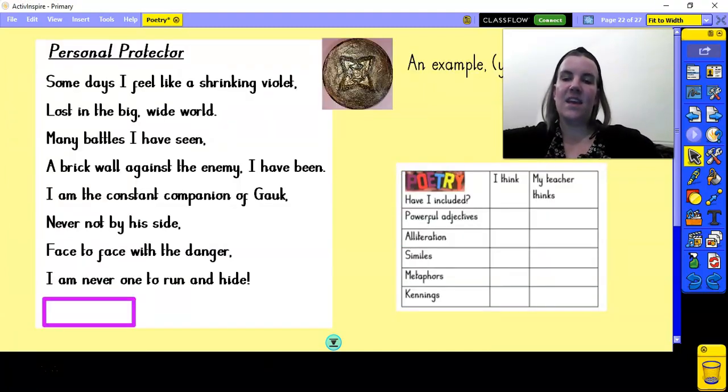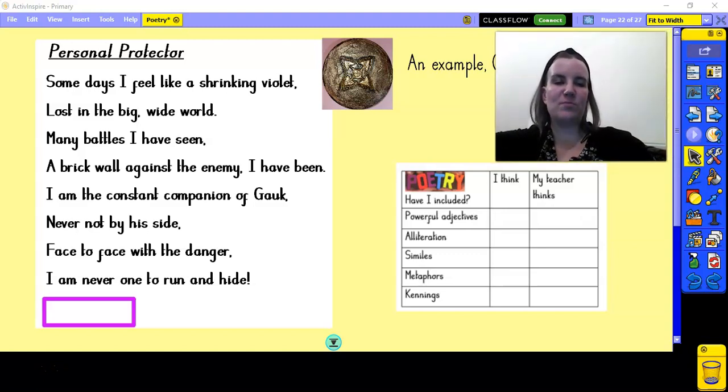Finally, for today, I want you to have a look at this poem. You may know the poet. I'll share with you who's written this poem in a little while. It's called Personal Protector, and I popped a picture here as a clue to the viewpoint that it's being written from. You'll notice that although the picture tells us that this is a shield, the word shield doesn't appear anywhere in the poem. And just like Sylvia Plath's poem The Mirror, the word mirror didn't appear anywhere in the poem. So this is an example of what you will have produced by the end of the week.